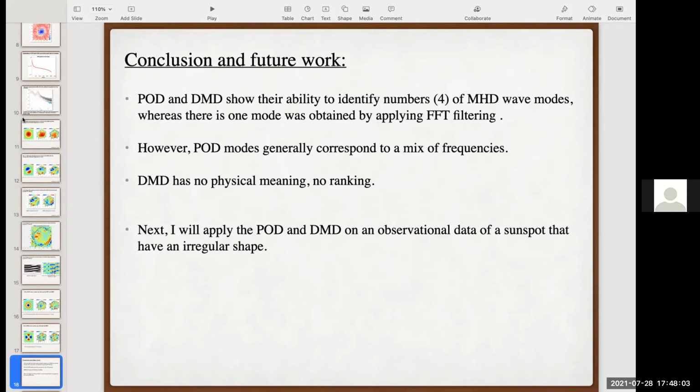What did I want to ask? So I was interested to know: you said that you managed to identify some dominant wave modes with the POD and DMD methods. Did you compare the frequencies of those dominant fundamental waves with the expected frequencies from the theoretical model, the cylindrical model where you have an assumed uniform plasma?